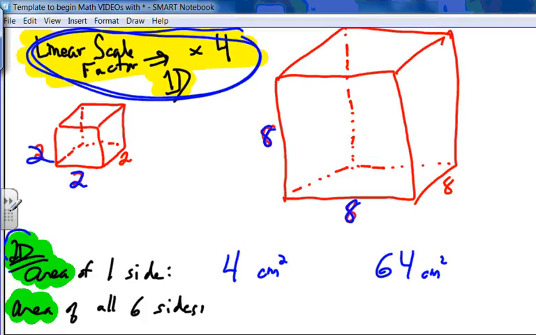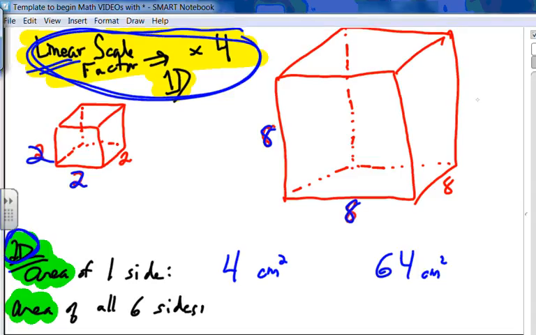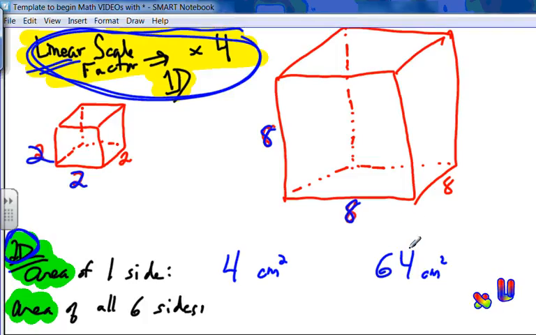So when we're in 2 dimensions, we can't use the linear scale factor anymore. We'll have to use the linear scale factor squared. Just times 16. Because now we're in 2 dimensions. If the scale factor was 4 in 1 dimension, then it will be 4 squared in 2 dimensions.